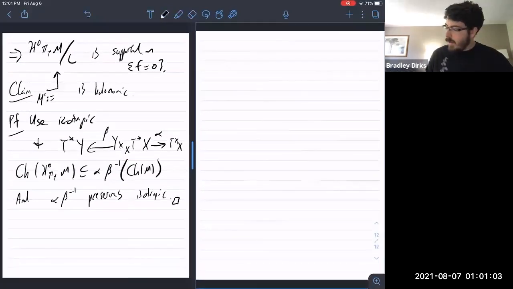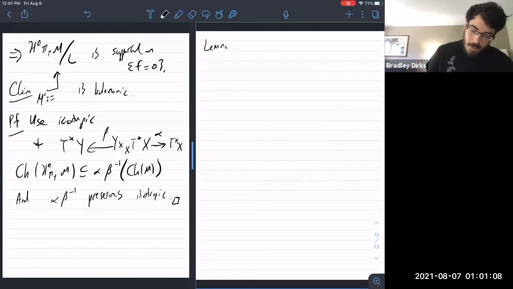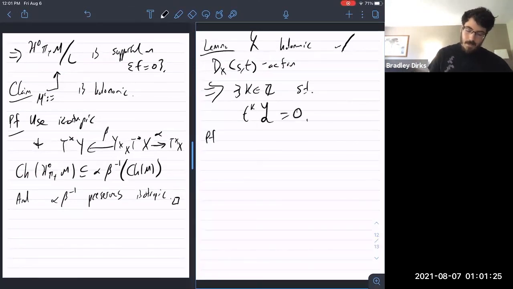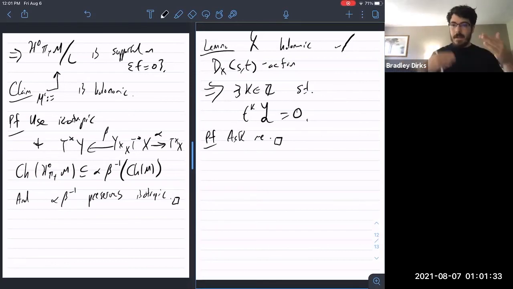Okay, great. So we have a quotient, which is holonomic. Basically it all follows from this lemma. If L is holonomic with a D x s t action, then there exists some k in Z such that t to the k L equals 0. I could show you the proof if you asked me about it, but because I'm really out of time here, I'll just show how this gives us the divisibility that we want.